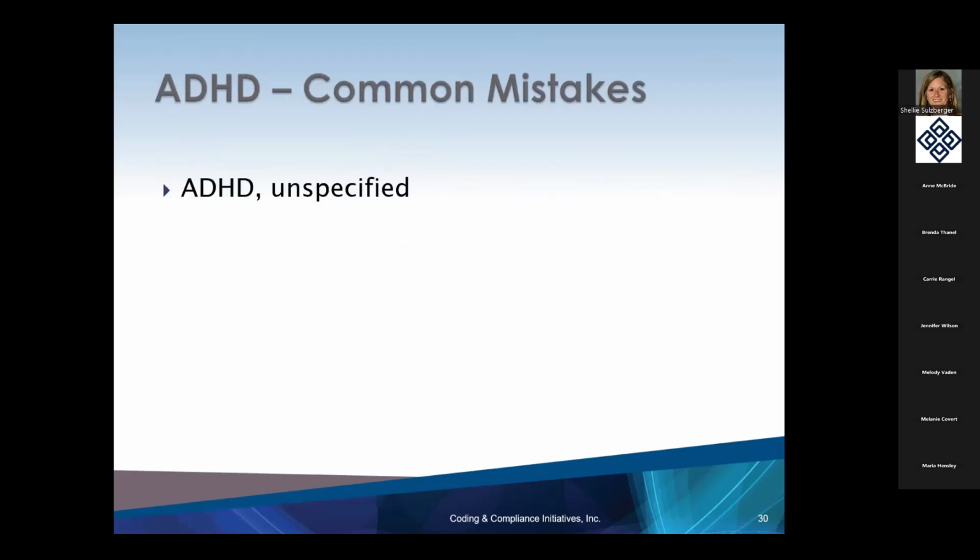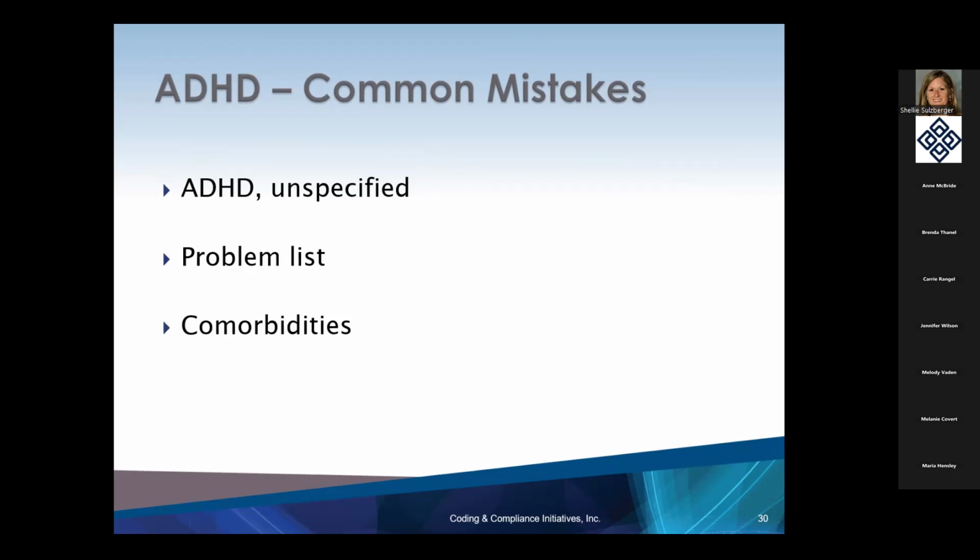All right, so what are some common mistakes? ADHD unspecified is kind of on the problem list and reported too long. This code is what I would call a placeholder. I'm holding this until I get a more specific diagnosis. Common mistakes: we don't update the problem list, so we keep pulling over the same unspecified diagnosis.